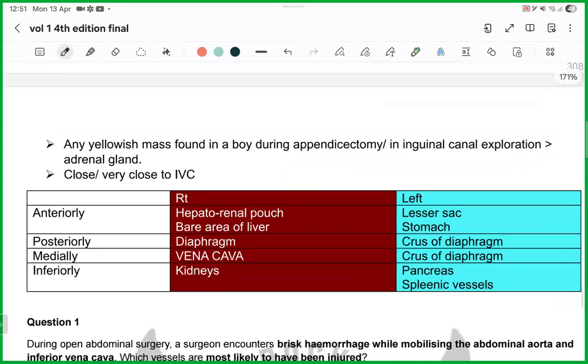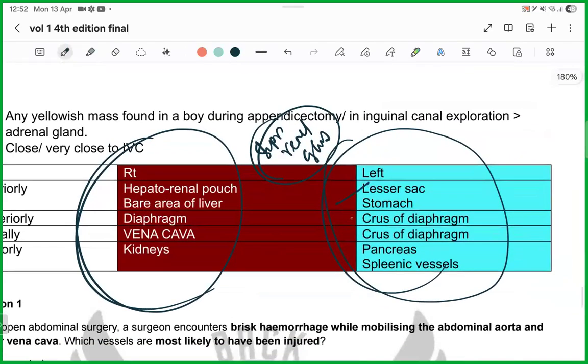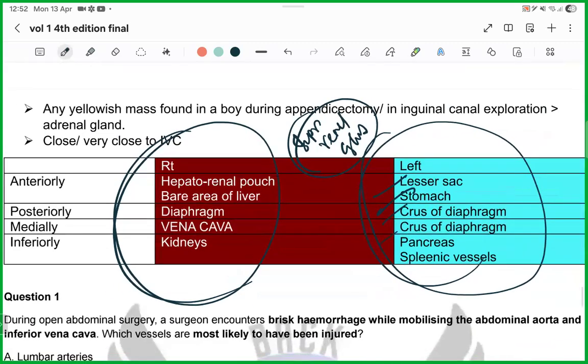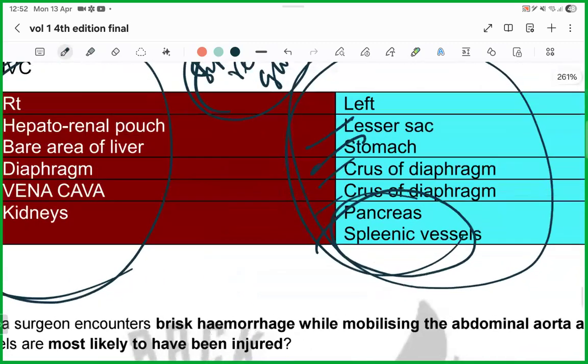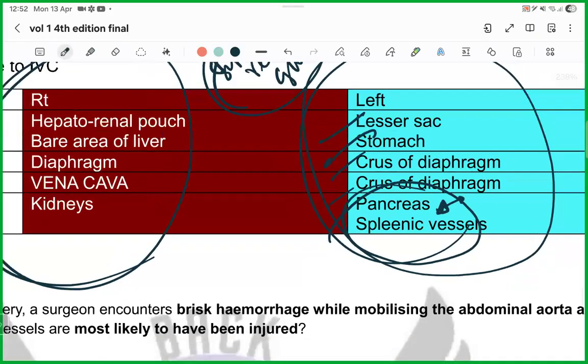See, they will ask you this question. That's the relation of suprarenal gland. They will ask you this thing. So lesser sac, stomach, crus of the diaphragm, then medially crus of the diaphragm, inferiorly pancreas and splenic vessels. So remember the inferior relation. Most of the time they ask about the inferior relation.